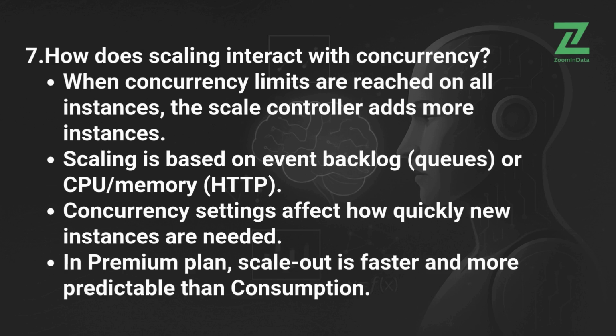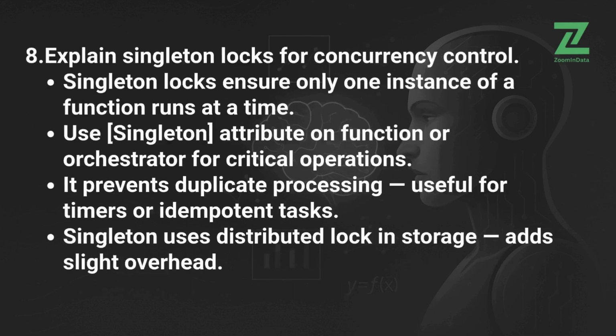How does scaling interact with concurrency? When concurrency limits are reached on all instances, the scale controller adds more instances. Scaling is based on event backlog, queues, or CPU, memory, HTTP. Concurrency settings affect how quickly new instances are needed. In premium plan, scale out is faster and more predictable than consumption.